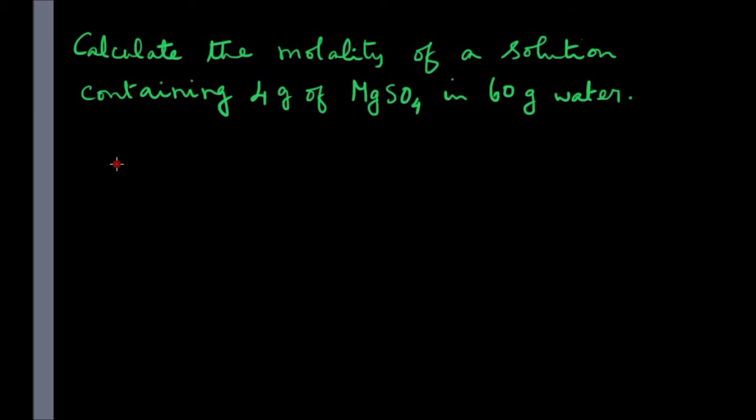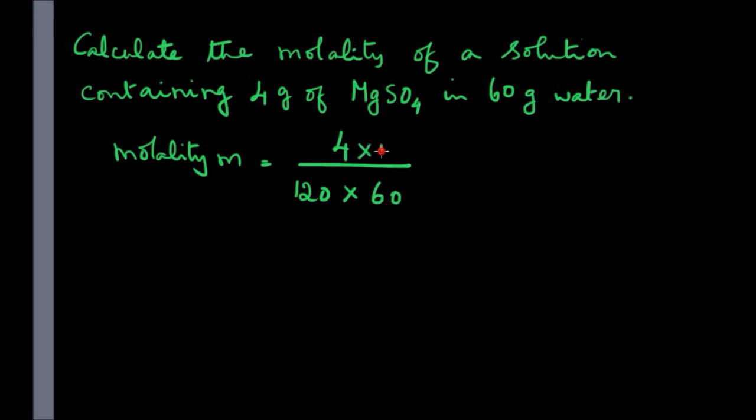Now let us substitute in the formula. Molality m is equal to w, which is 4 grams by 120, and for mass of solvent it is 60 grams. So I will write it as 60 by 1000, taking the 1000 above. So you can do the cancellations easily and you can find the answer. So the answer you get here is 0.55. You can work it out. It is 0.55.